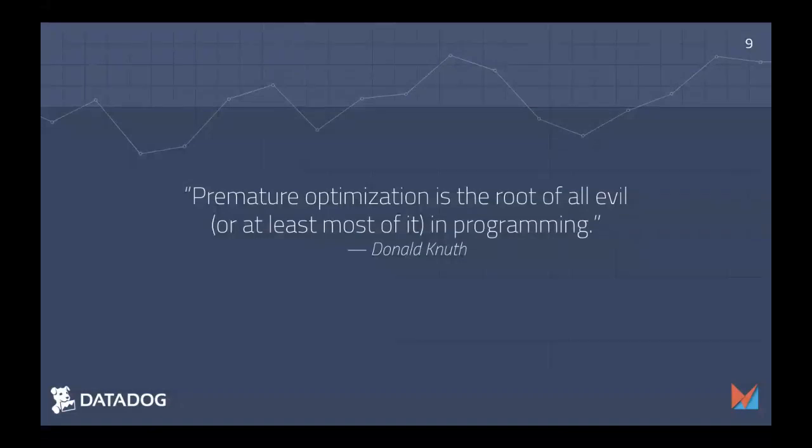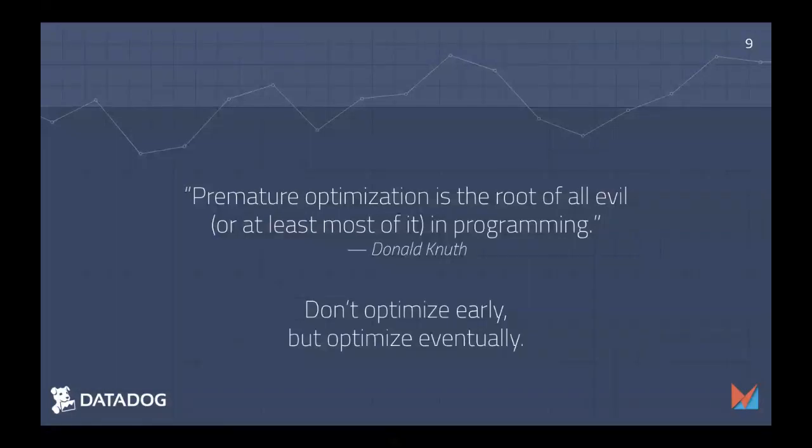Back in 1974, Donald Knuth said, premature optimization is the root of all evil in programming. And that is, most of the time, true. I would amend that to say that first, you don't optimize early, but you should optimize eventually.